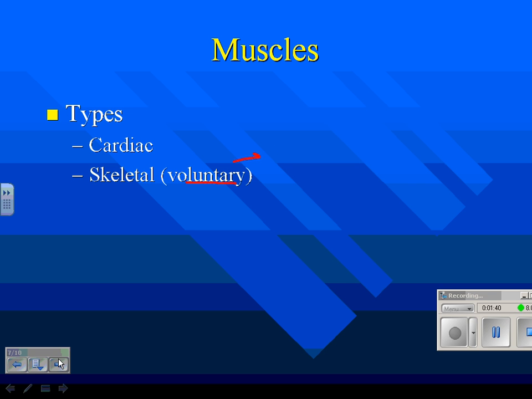There's skeletal muscle, also known as voluntary muscle. Voluntary because your brain, even though it's in control of this, the voluntary part of your brain, cerebrum and cerebellum, are in charge of moving these. Skeletal because it's attached to bones.